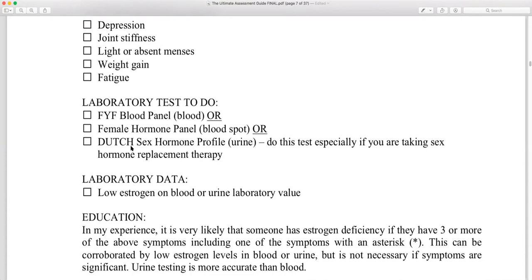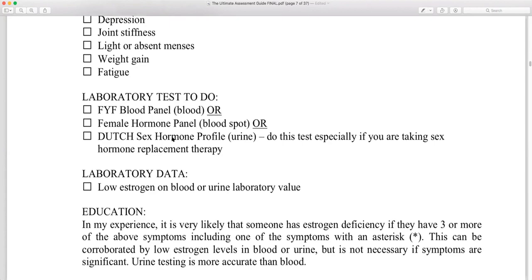So the tests that you can do are the Fix Your Fatigue blood panel, or the female hormone panel, and that's that blood spot panel. And once again, this is all at the top of this document. You'll see where you can go to get these tests. And then the Dutch sex hormone profile. So this is a urine test, which is especially important if you're taking hormone replacement therapy. So bioidentical hormones, estrogen creams, estrogen tinctures, stuff like that. You're going to want to do the urine test because it is most accurate.